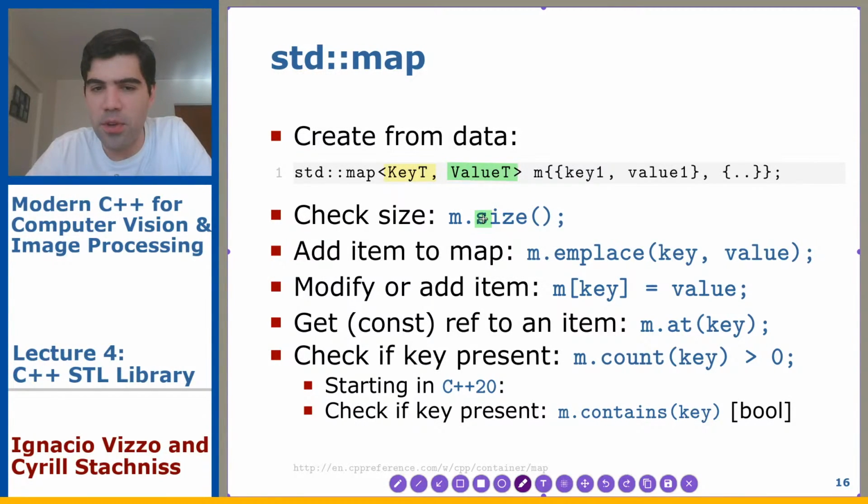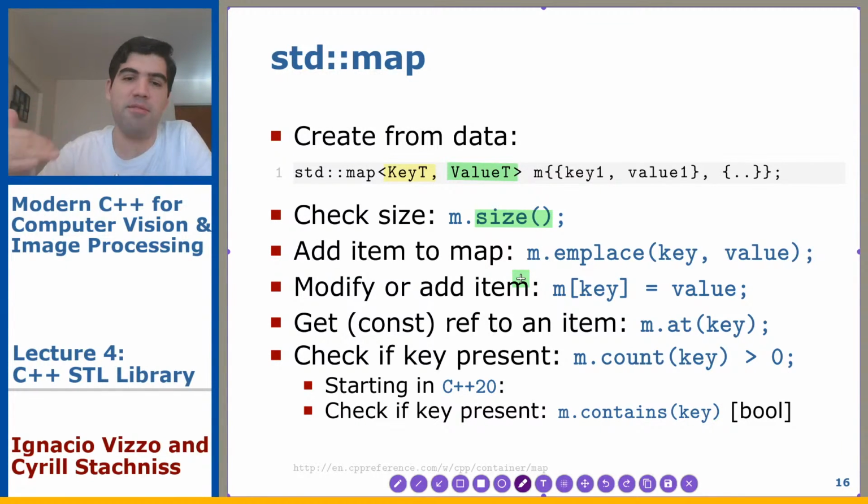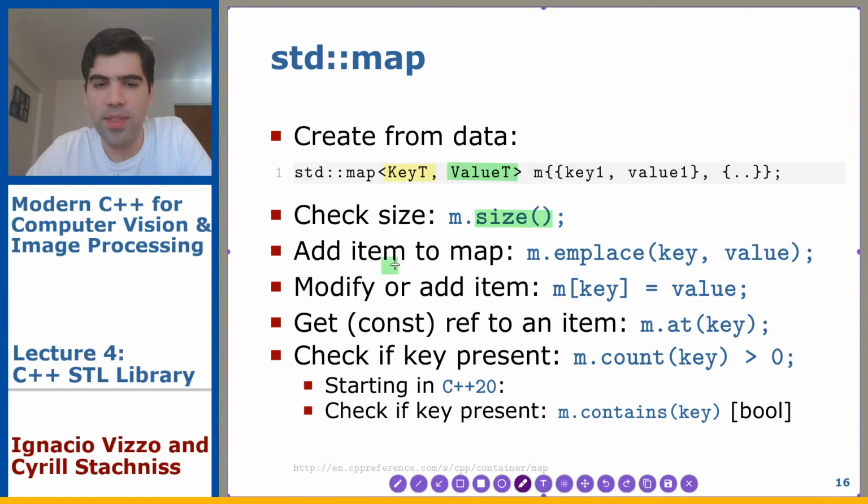You can check the size of the container with the size function. So you will start seeing a lot of these same functions across all C++ containers. You can actually add a new item to the map using the emplace function. You can modify an item just using this syntax. So this is the same syntax as in Python, for example, and then many more. One thing that you can't still do, compared with Python, is ask in a nice way if a key is contained in the map.